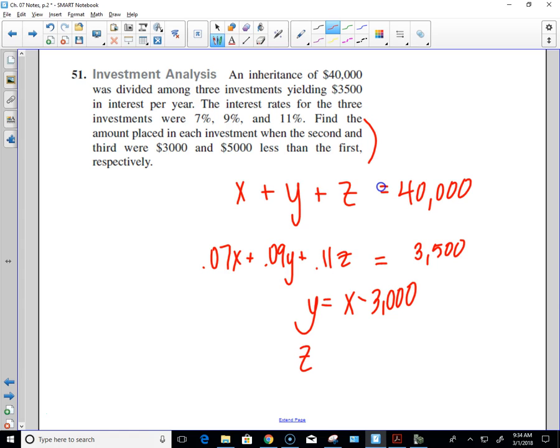Okay. Question. Couldn't we just plug in, and then just solve for x? Once you have x, couldn't you be done?